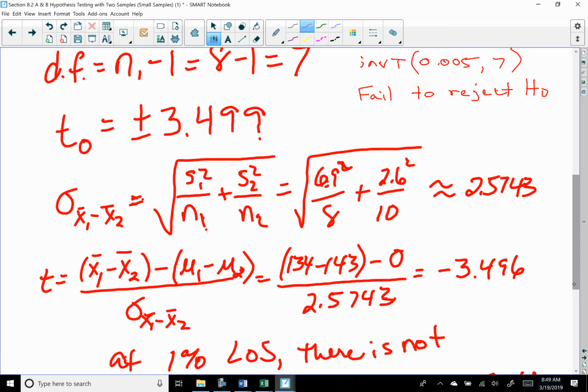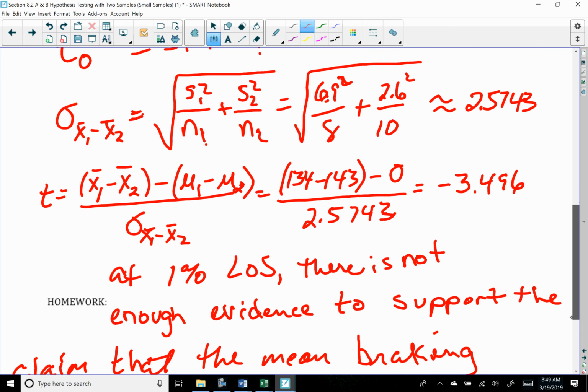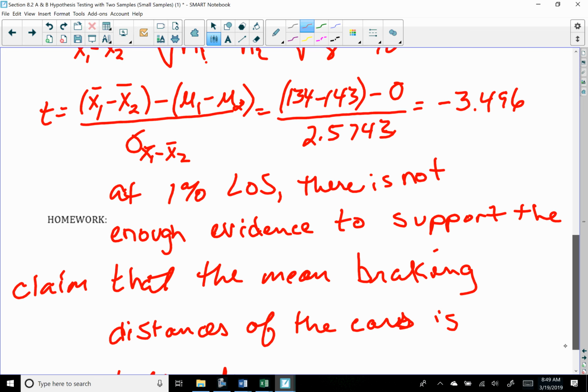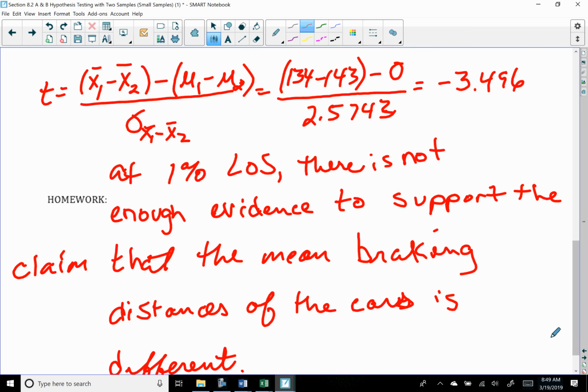Since we're failing to reject the null hypothesis, we can say at a 1% level of significance. So again, we failed to reject the null, and the alternative was the claim. So there is not enough evidence to support the claim that the mean braking distances of the cars is different.